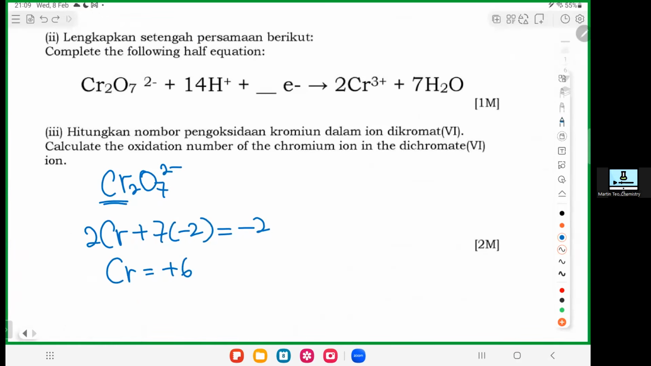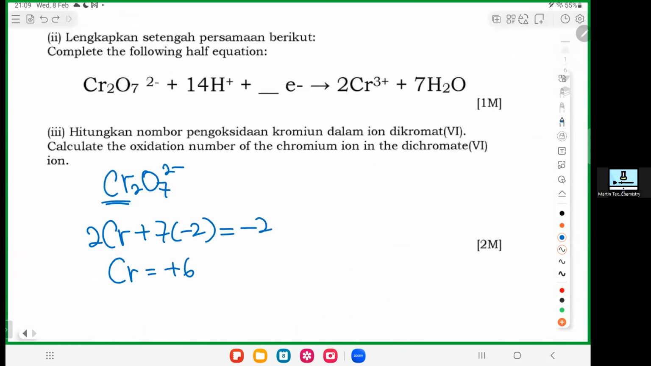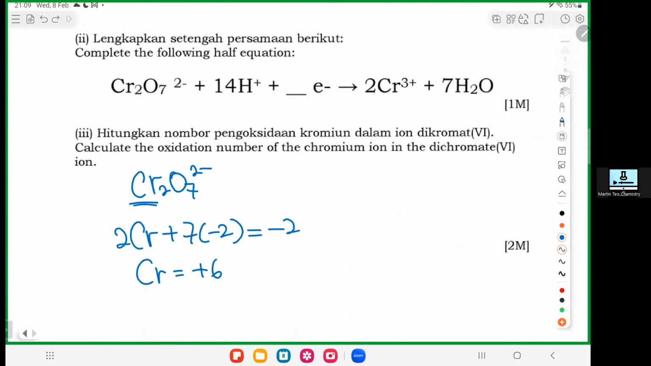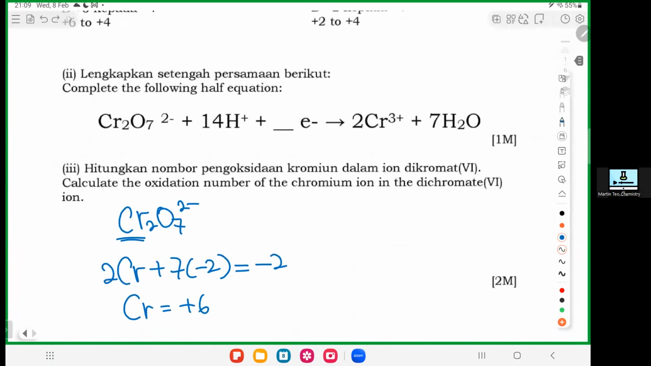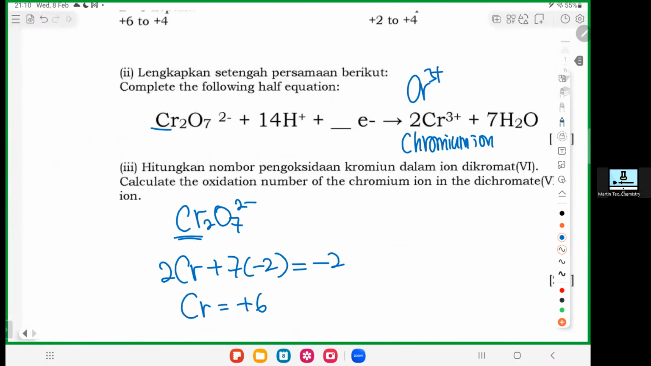Okay, I want to repeat this because someone is asking why we choose the Cr in this one and not the other. Quite easy. There are a few ways. One of the simple things is this: Cr3+ is called the chromium ion. If you cannot remember, it's okay. If the Cr comes with oxygen, this one is called the dichromate ion. Actually, quite easy to see.